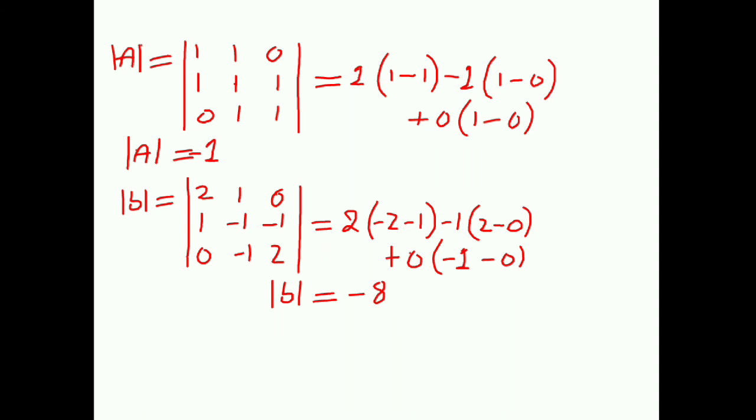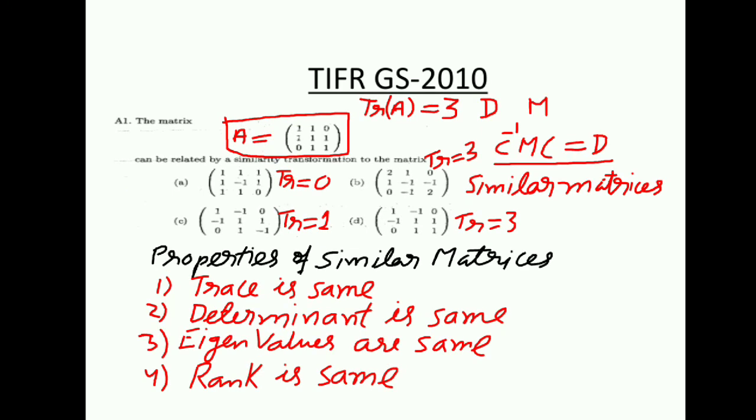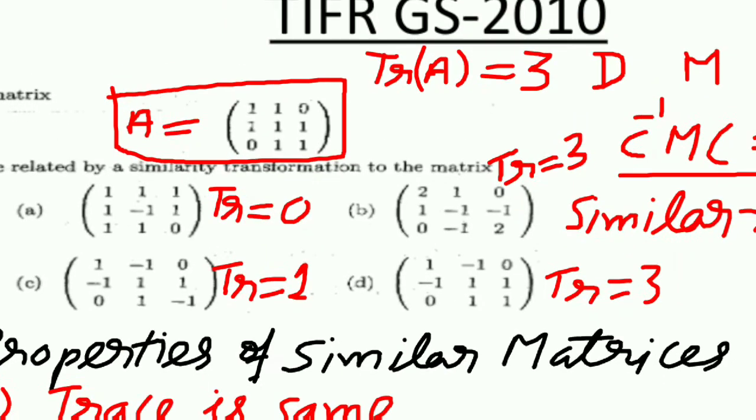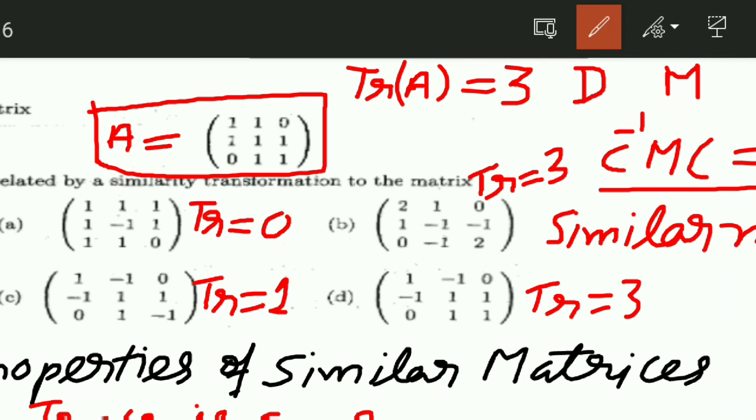So the determinant of A is minus 1, the determinant of this D is also minus 1, and their trace is also equal. So it means the correct answer is option D.